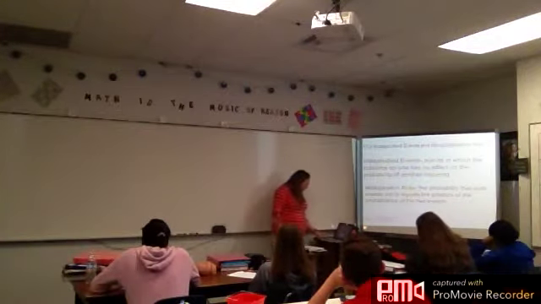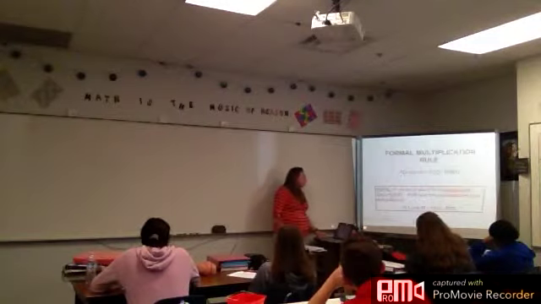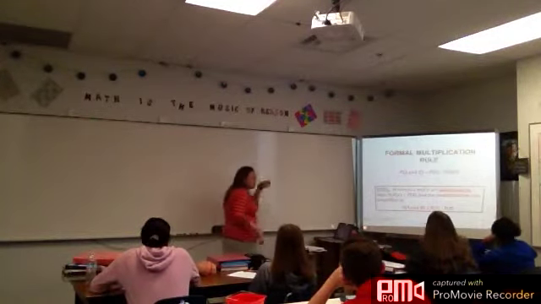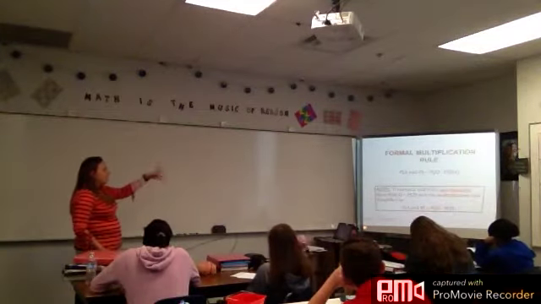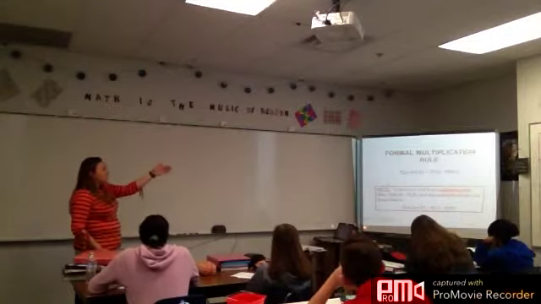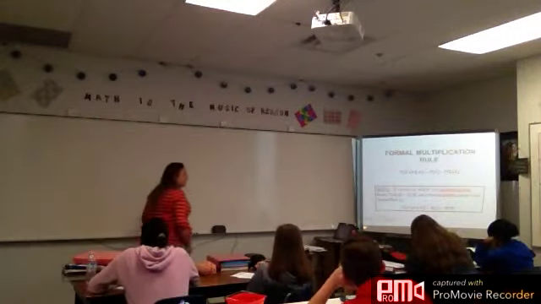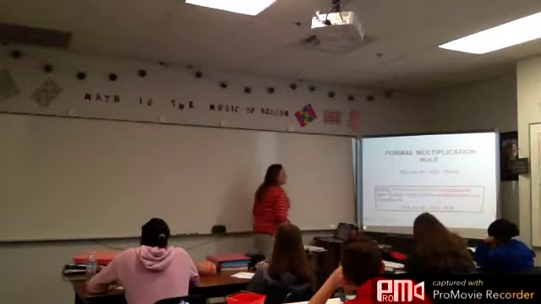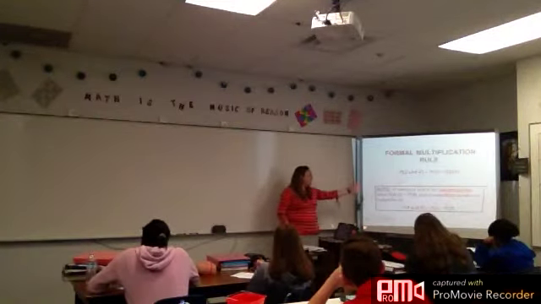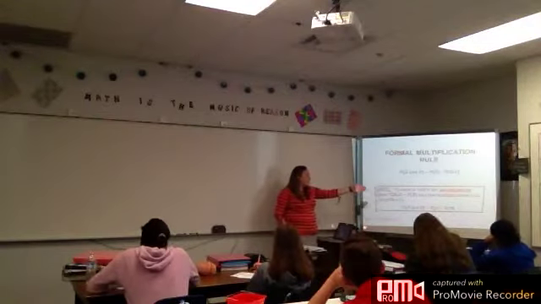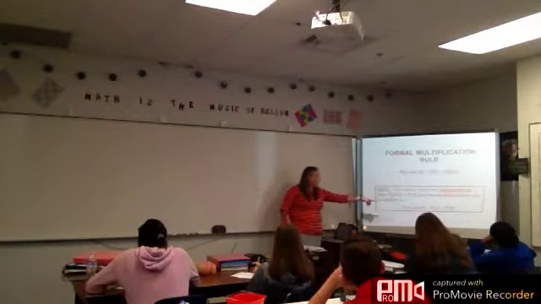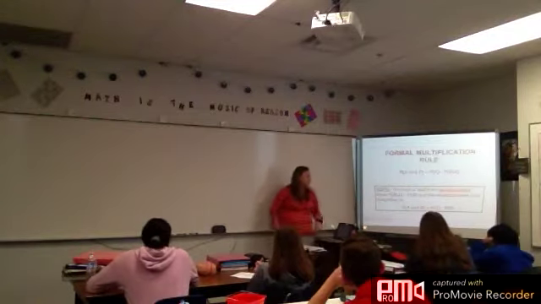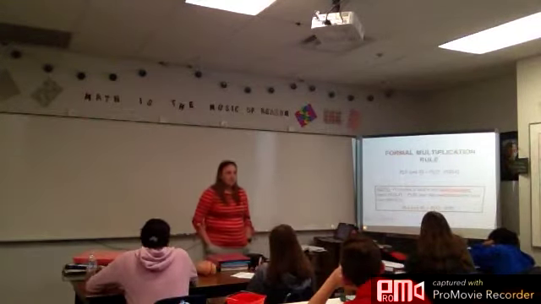I'm going to flip it to the next one because it has the multiplication rule and independent events on there. The formula for the multiplication rule is the probability of event A and event B equals the probability of A times the probability of B given A. If events A and B are independent, then the probability of B given A equals the probability of B, and the multiplication rule simplifies to the probability of A times the probability of B. This is the simplest form of the multiplication rule.